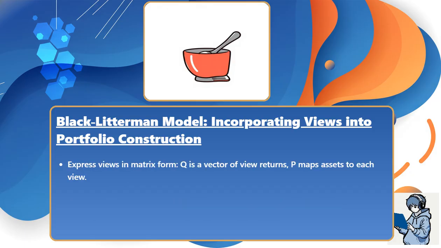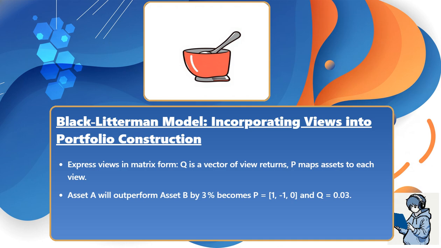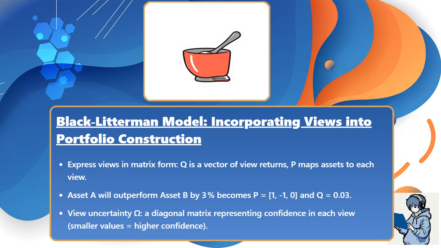Express views in matrix form. Q is a vector of view returns, P maps assets to each view. Asset A will outperform asset B by 3% becomes P equals 1, minus 1, 0, and Q equals 0.03. View uncertainty: omega, a diagonal matrix representing confidence in each view; smaller values equal higher confidence.